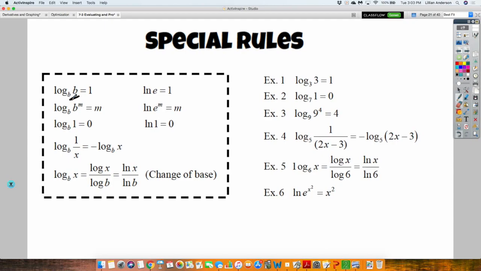Ms. Anderson, are we going to have to know these? Yes, you're going to need to know these. Okay? So are you just integrating it through the test? Yes, they're going to be integrated through.